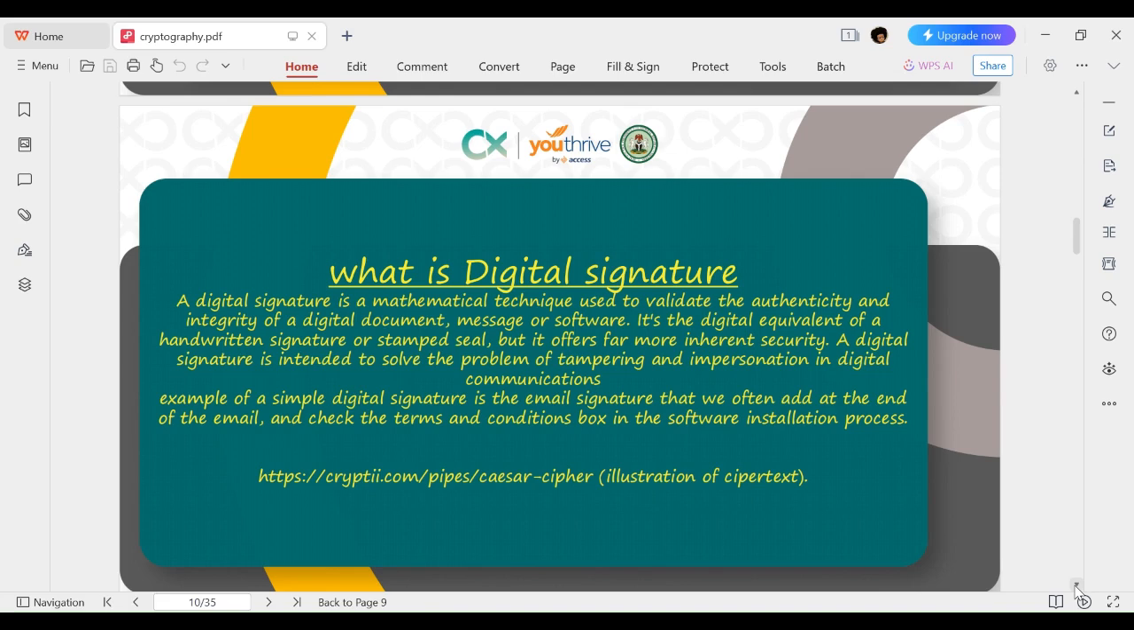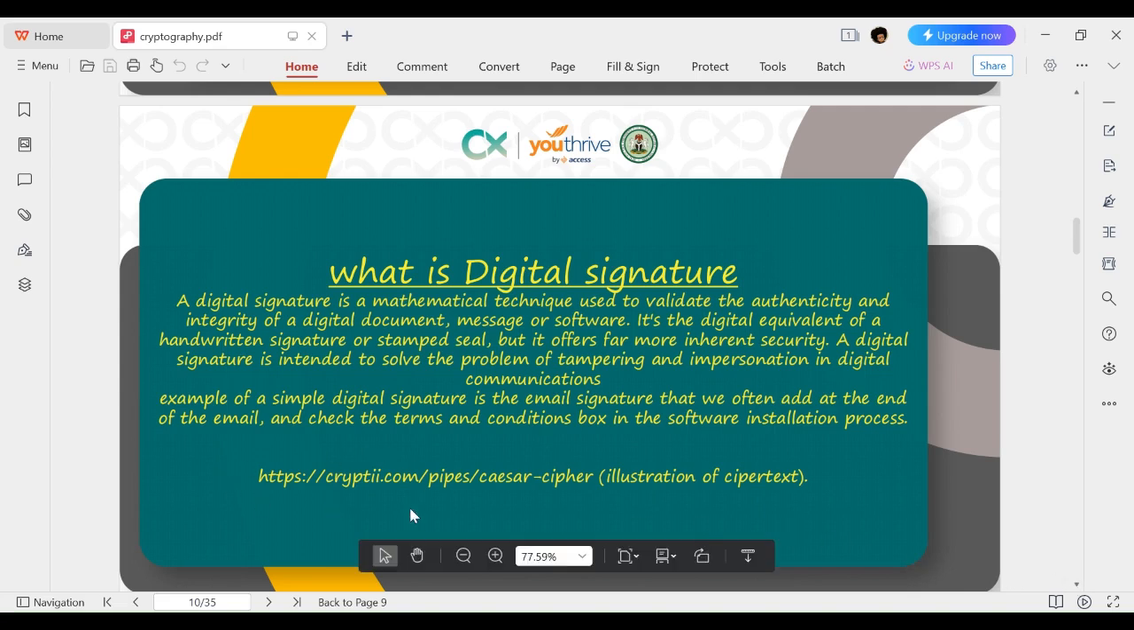Example of a digital signature is the email signature that we often add at the end of the email and the terms and conditions box we check in the software installation process. Remember when you're trying to download something over your phone, there will be a checkbox at the end of the page. It will tell you to accept our terms and conditions. I don't know if you've taken note of that. That's an example of digital signature.